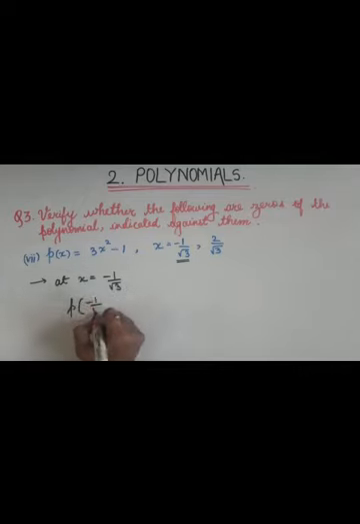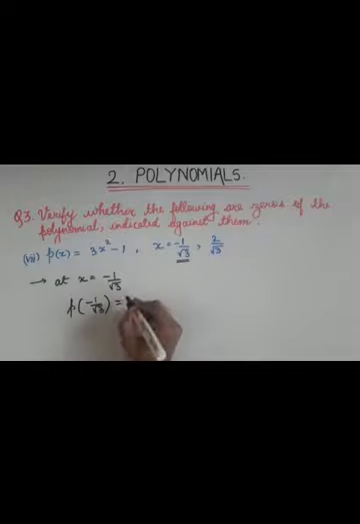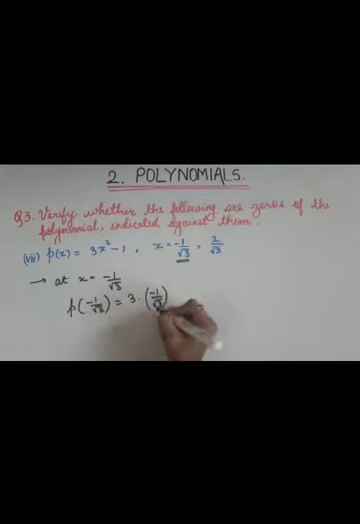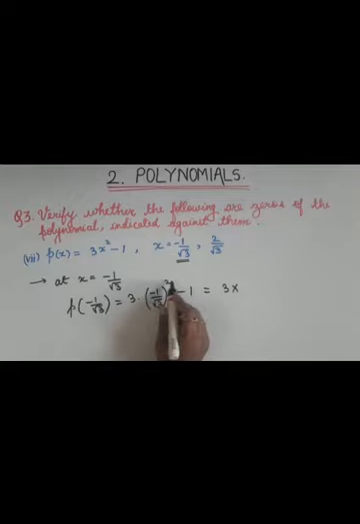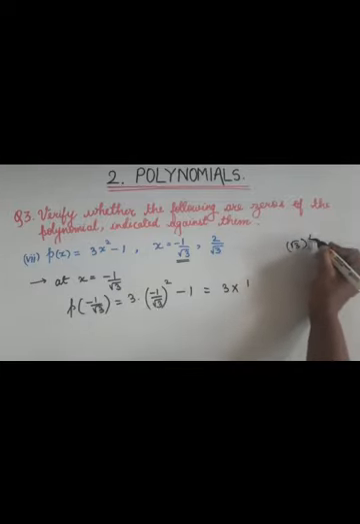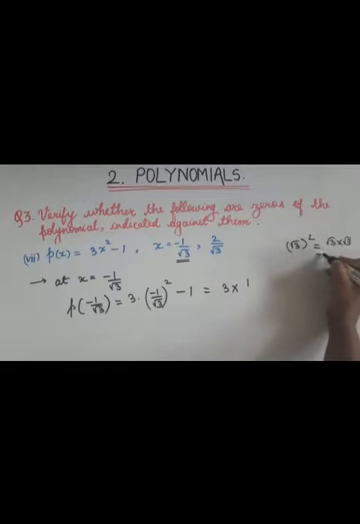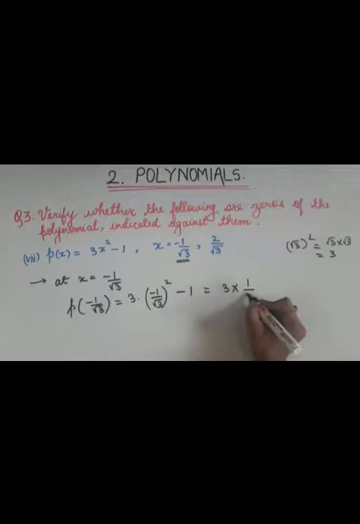P of minus 1 upon root 3 equal to 3x square. Replace x with minus 1 by root 3. So 3 into x square. X is minus 1 by root 3, and its square is there. Equal to 3 into minus 1 square. Negative number raised to an even number, that means it will be positive. Minus 1 square is 1. Root 3 square is nothing but root 3 into root 3, that is equal to 3. So it will be 1 upon 3.